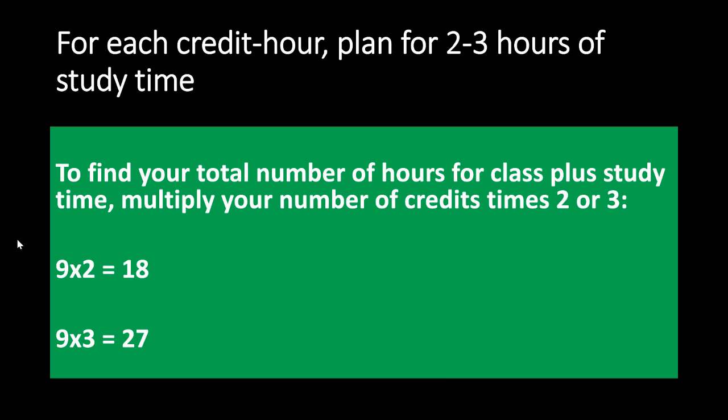So let's say you were the student taking 9 credits. Well, you take 9 credits, multiply it times 2, 18. 9 credits multiplied by 3, 27. So this student would plan on completing 18 to 27 study hours each week.